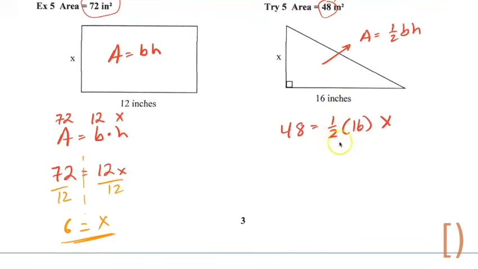And then here what we're going to do is simplify first. So 1/2 times 16 is 8. So we get 48 equals 8x. And then all we have to do is divide by 8. And x equals 6 again. And there we go, that's the lesson.